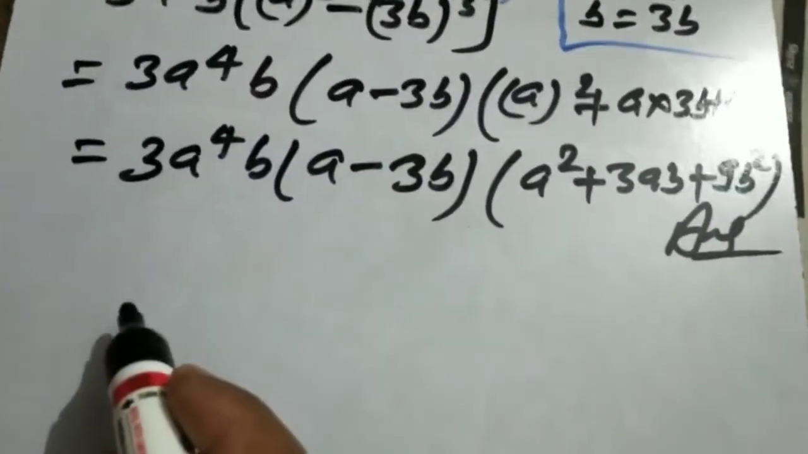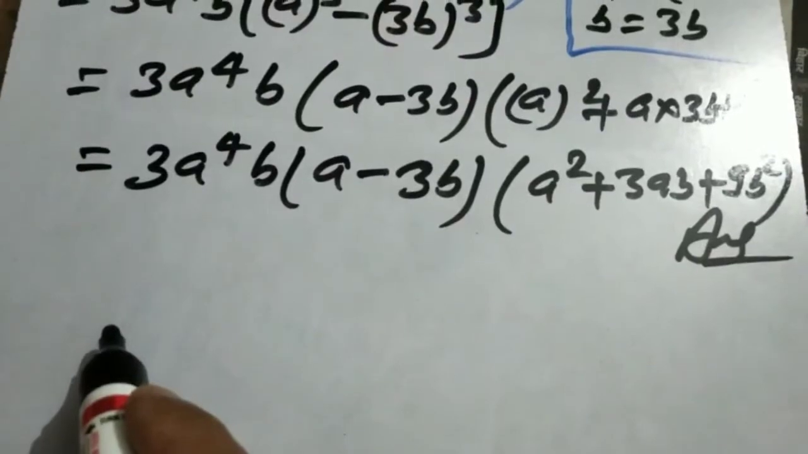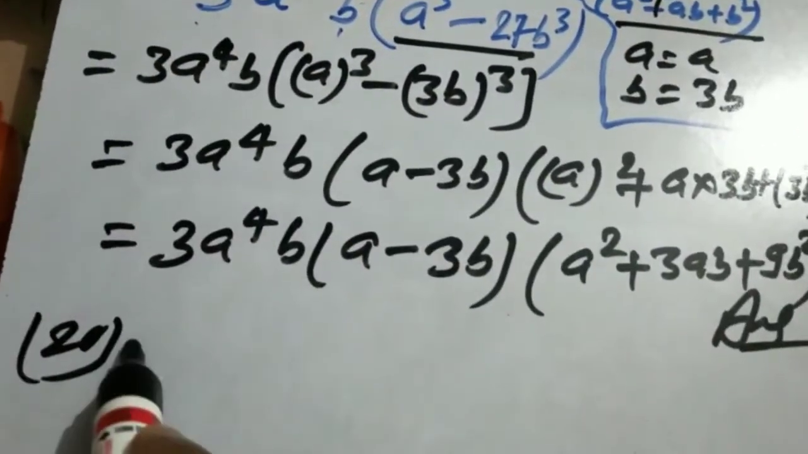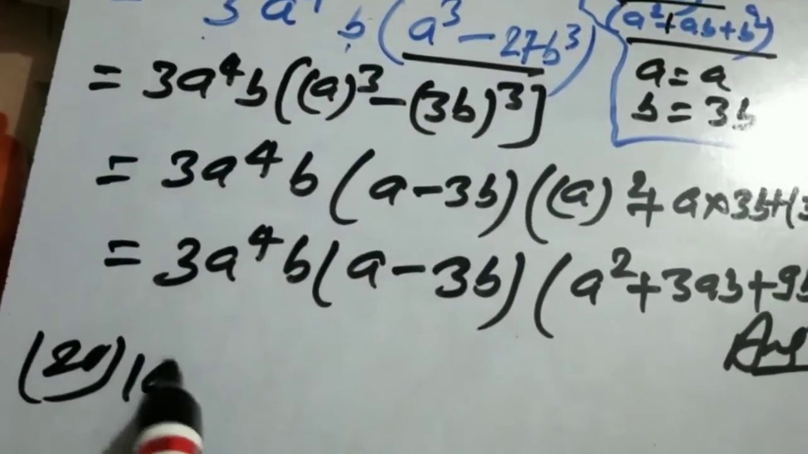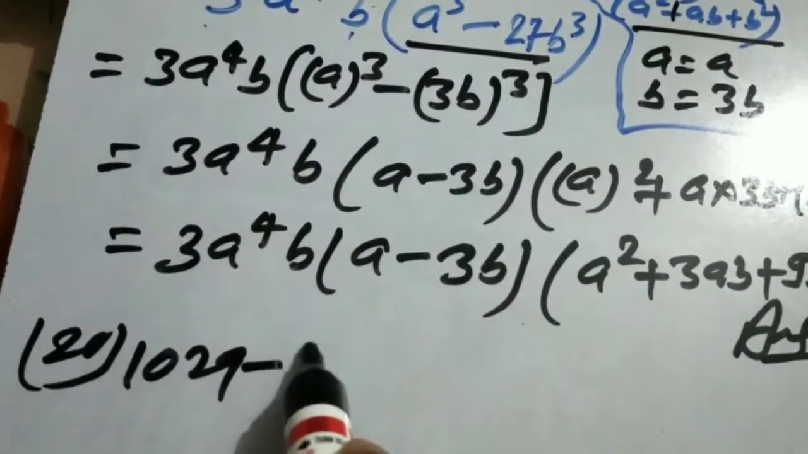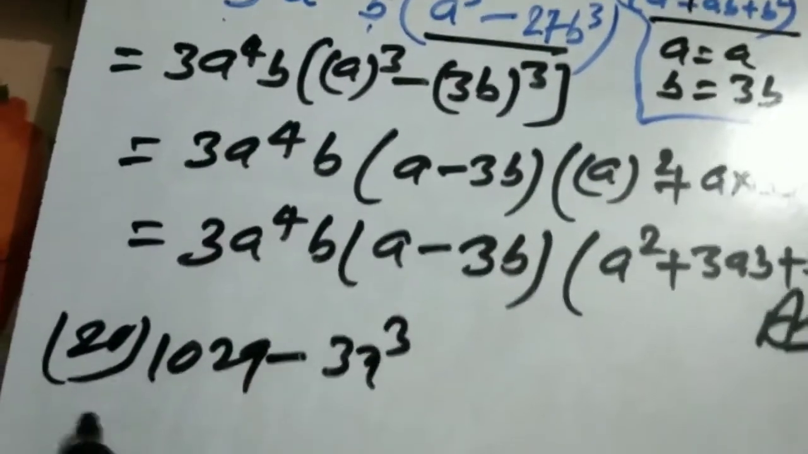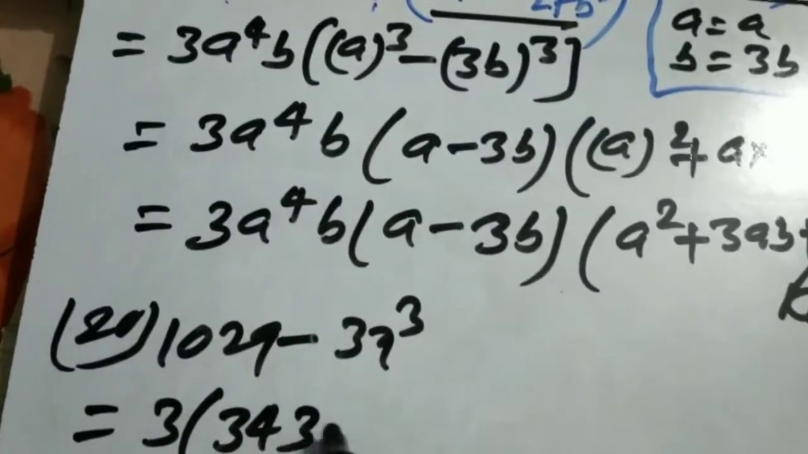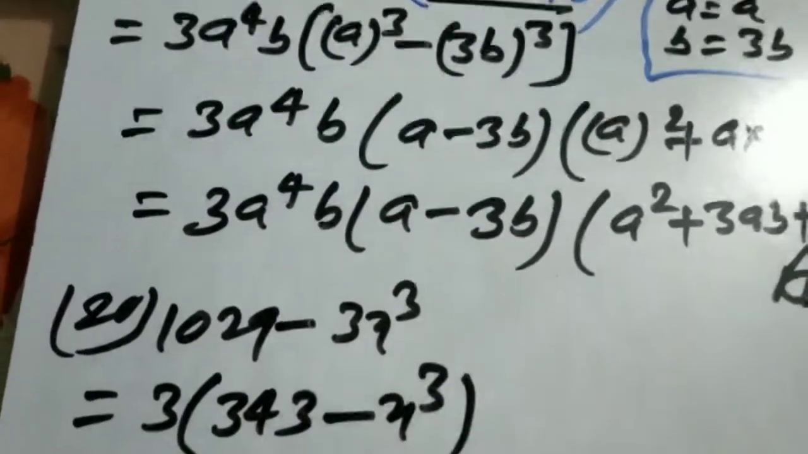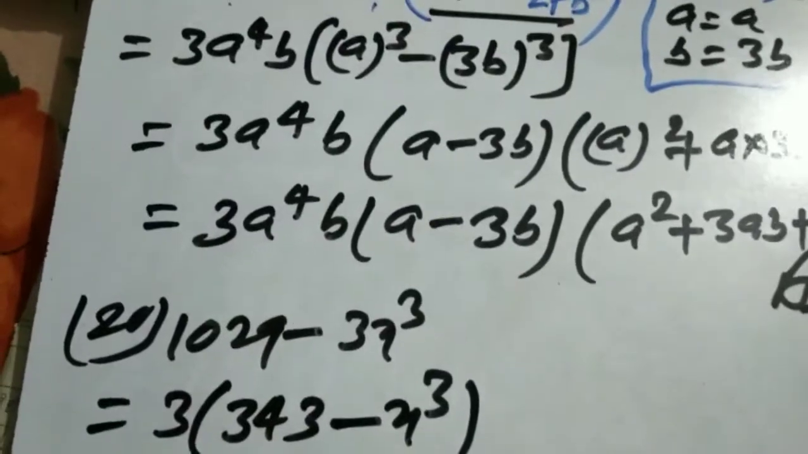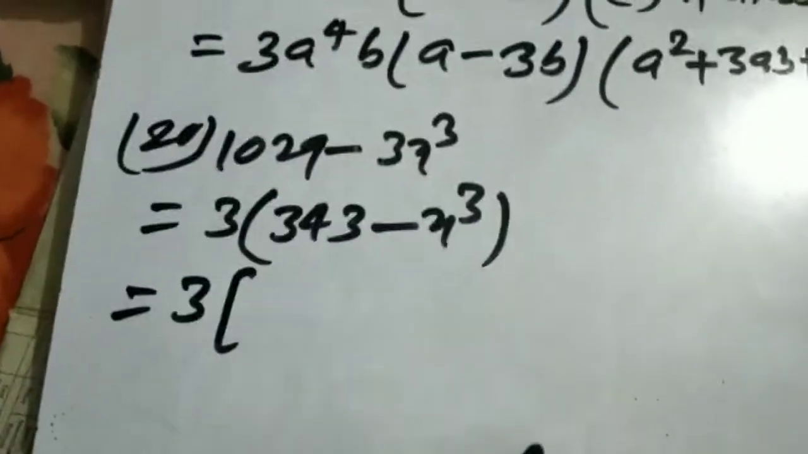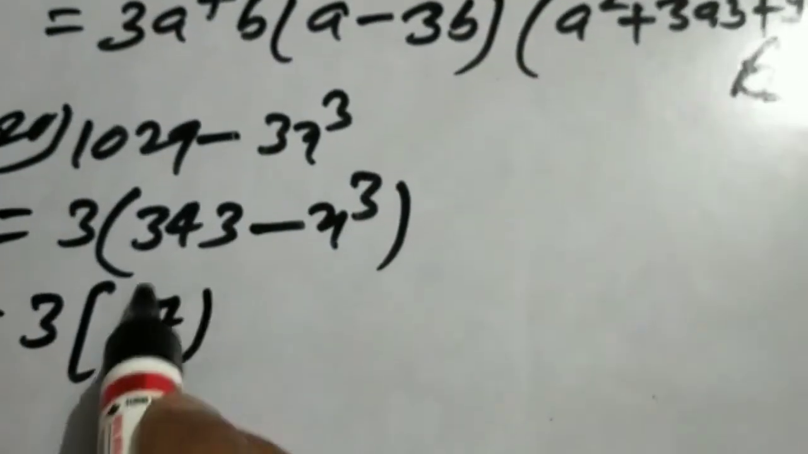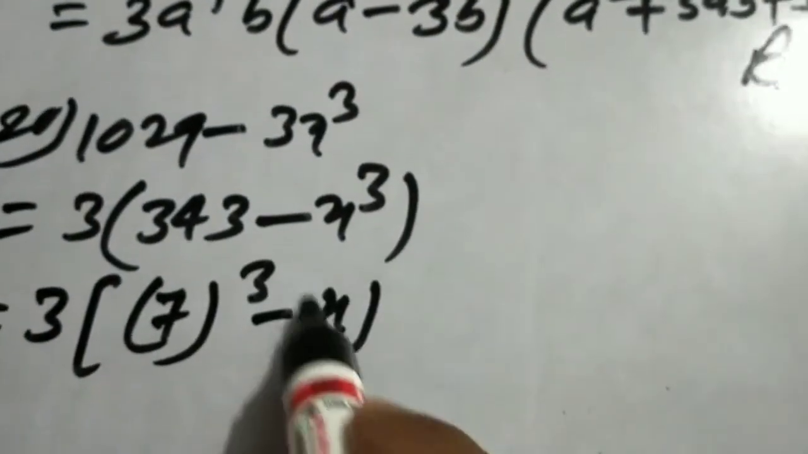Okay. Now let us see one more question. Question number 20. It is given that you have to factorize 1029 minus 3x cube. So in this 3 is common, so take 3 as common, then 343 will be left here and x cube will be left here. Now 3 will be common, then this can be written as 7 the whole cube minus x the whole cube.